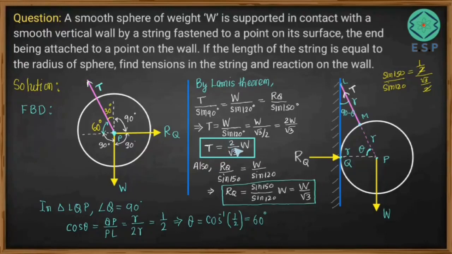This is how we can simply find the value of the reaction at point Q as well as the tension in the string. If in any problem they give you the value of load W, and sometimes also the length of the string, you can substitute the values and find the tension and RQ. This tension as well as RQ will depend upon the length of the string given to you as well as the weight of the sphere. So whenever they give you the value of the load of the sphere and the length of the string, you will change the parameters accordingly and find the tension in the string and the reaction at contact point Q.